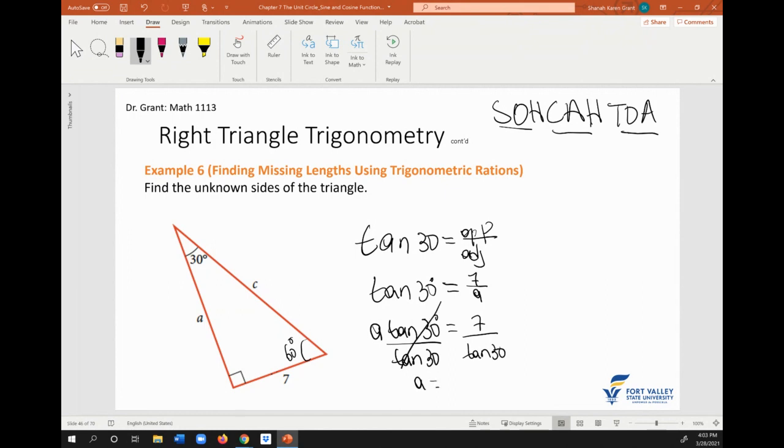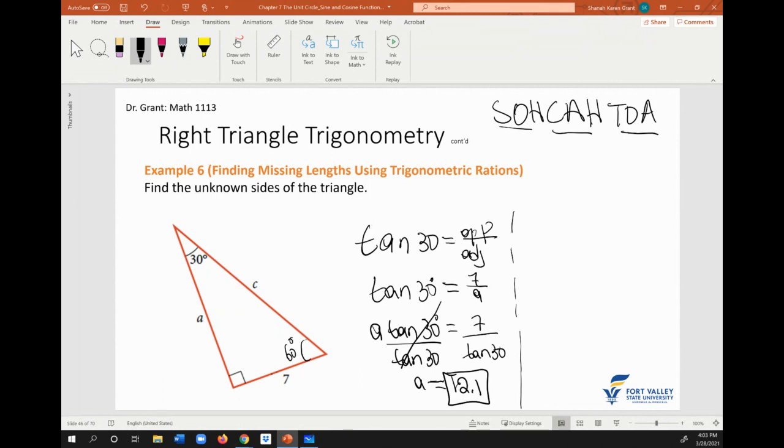You can plug this in your calculator to get a value. So this means that A would be equal to 12.1. There should be a tan function on your calculator, and you can just plug it directly in. So we found A, very good. Now we need to find C.